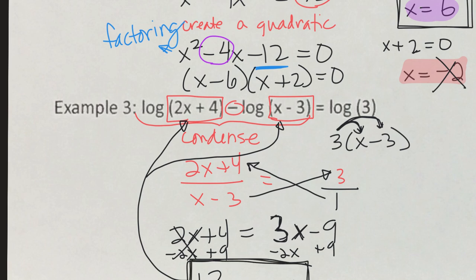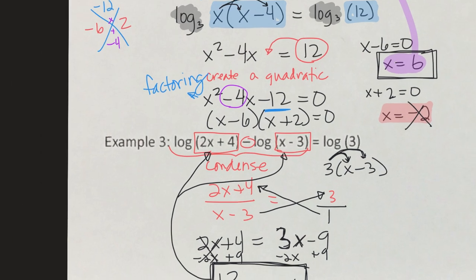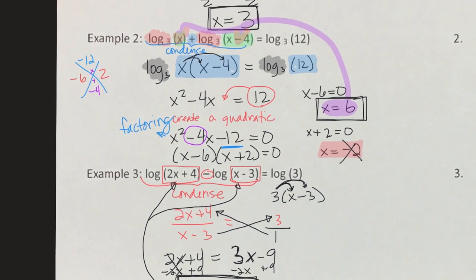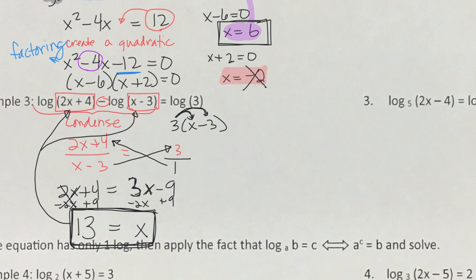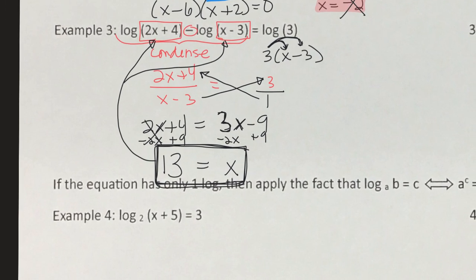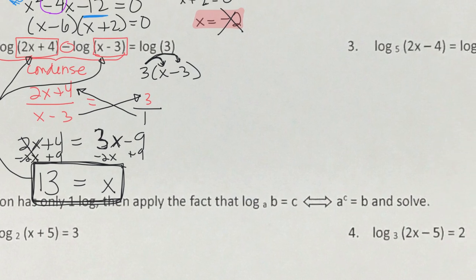Okay, so when we have multiple logs, you have to use the properties to condense them. Addition becomes multiplication, subtraction becomes division. So let's look at the other style. Okay, if the equation has only one log, so this is a whole different family of equations. So we're going to see log of something equals a number. Right? You're only going to have log on one side of your equation equals a number. Okay, so if that's the case, we do things differently.